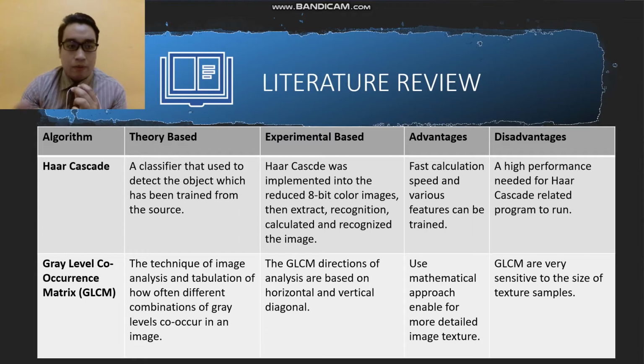For the advantage of the Haar cascade, it has a fast calculation speed because it is used to reduce the 8-bit image. As for the GLCM advantage, it uses a mathematical approach that enables more detail in image texture, but they also have their own disadvantages. For the Haar cascade, the disadvantage is that because of its fast calculation, it needs a high performance computer to run. Meanwhile, the GLCM disadvantage is that because it uses a mathematical approach, it is very sensitive to the size of the samples.